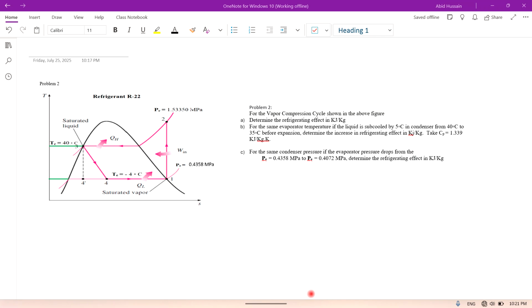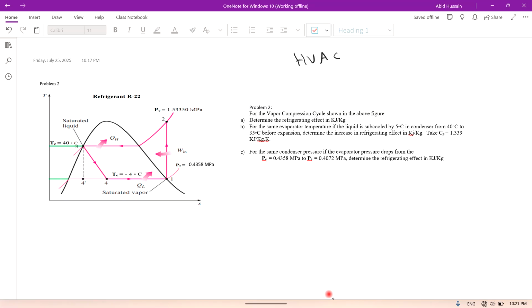Bismillahirrahmanirrahim. In this lecture, we are solving problem 2 related to vapor compression cycle from the course HVAC, heating, ventilation and air conditioning. So, this is the vapor compression cycle.